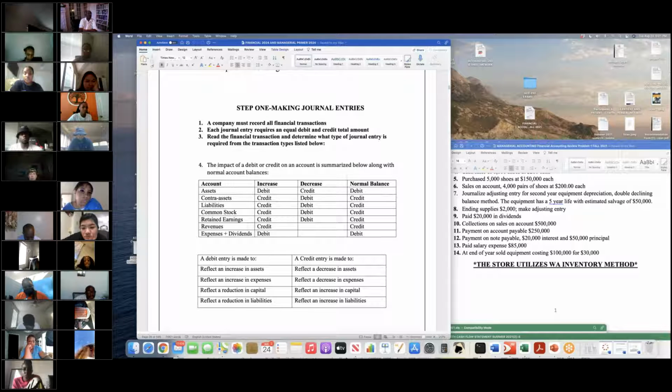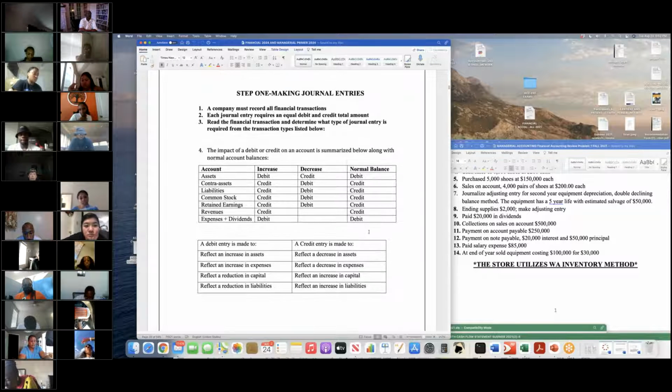A little chart here: assets, they can have debits and credits, but the normal balance of an asset is a debit. Contra accounts can have credits and debits, but their normal balance is a credit. Liabilities, normal balance is a credit. Common stock, normal balance is a credit. Retained earnings, credit if it's doing well. Revenues are going to be credit. Expenses and dividends are going to be debit. So that's what the balances should look like.